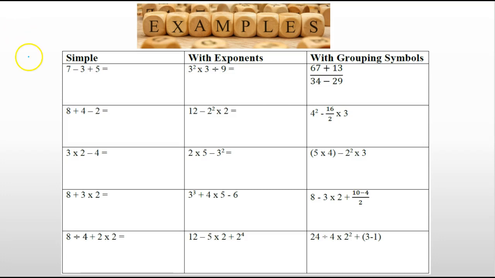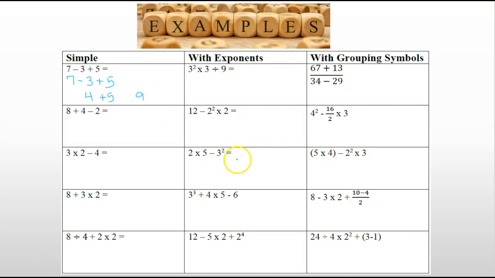For the first one here, notice that I have all addition and subtraction: 7 minus 3 plus 5. I do addition and subtraction left to right. So 7 minus 3 is 4. 4 plus 5 is 9. So the answer is 9.